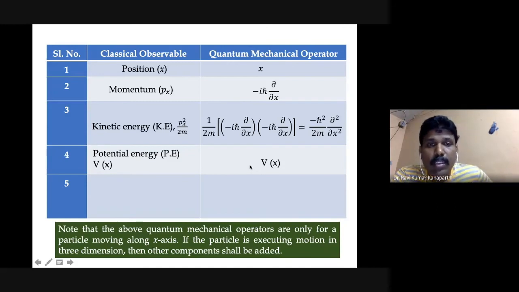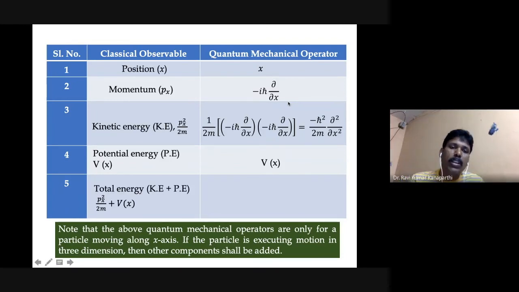Please note this. Suppose I am interested in the total energy of the system. Total energy of the system is again an observable. If you want to find the quantum mechanical operator for the total energy, what should you do? You should do these two replacements, right? So let me write down. What is the total energy expression in classical mechanics? The total energy is nothing but the kinetic energy plus potential energy.